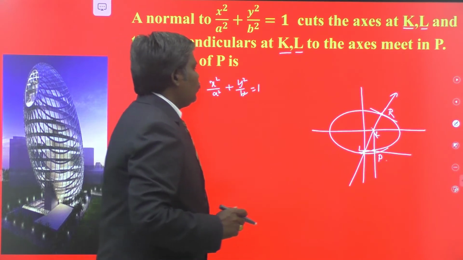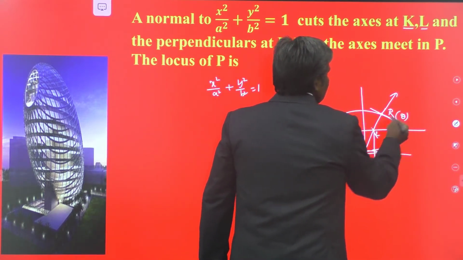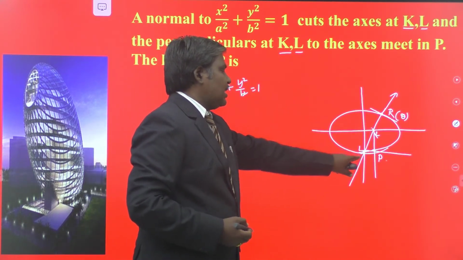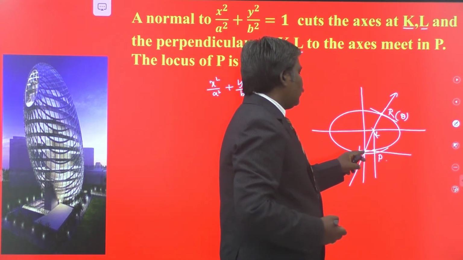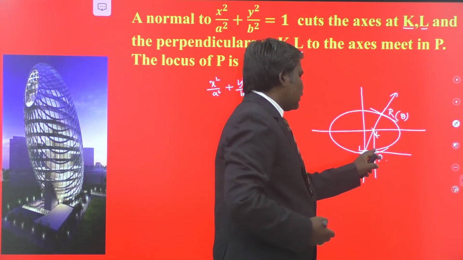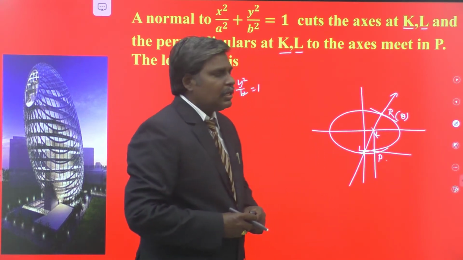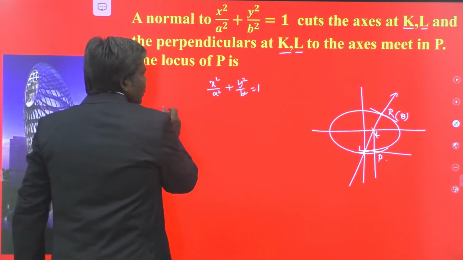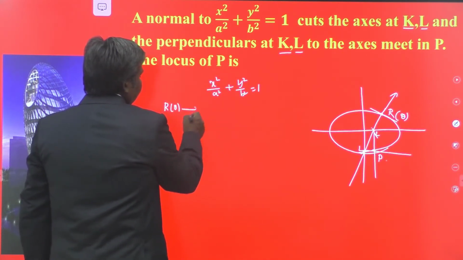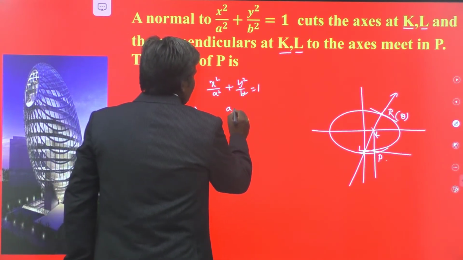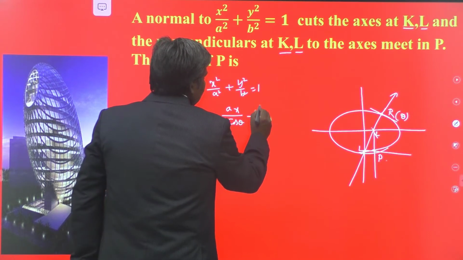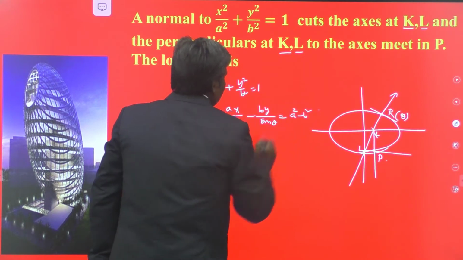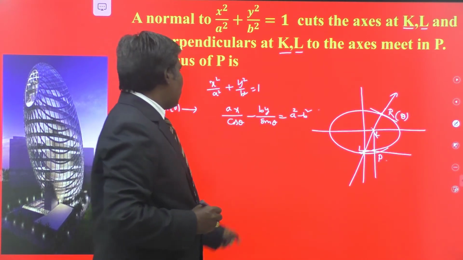Okay. So you take any normal at a point. Suppose the normal at R of theta is drawn. That meets the axis at K and L. And perpendiculars drawn through K comma L to the axis meet at that point P. We have to write the locus of that point of intersection P. Understand? What is the equation of normal at R of theta? All of you know that the equation of normal is a x by cos theta minus b y by sin theta equals a square minus b square. This is the equation of normal at theta.